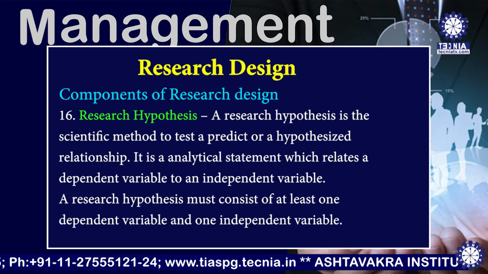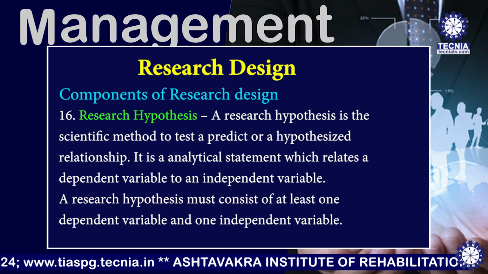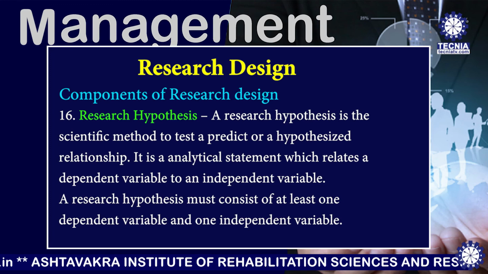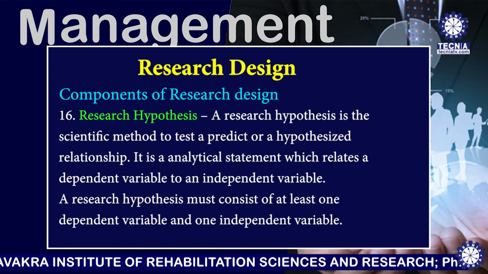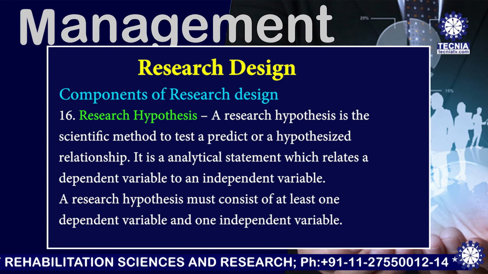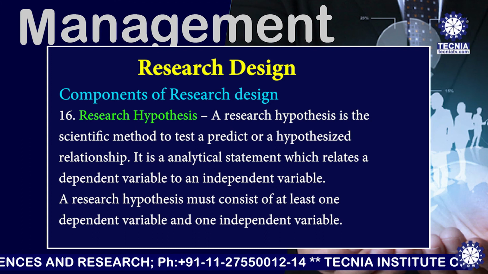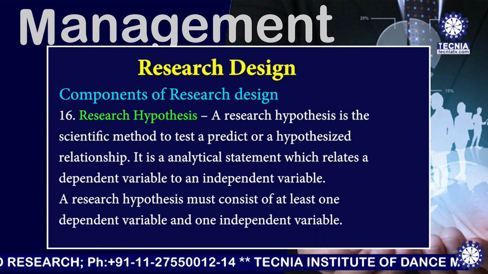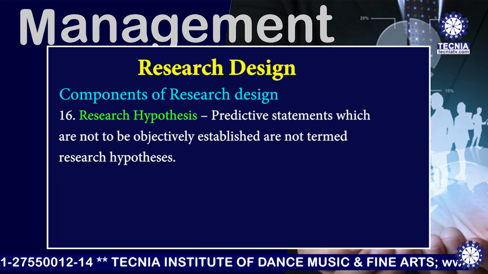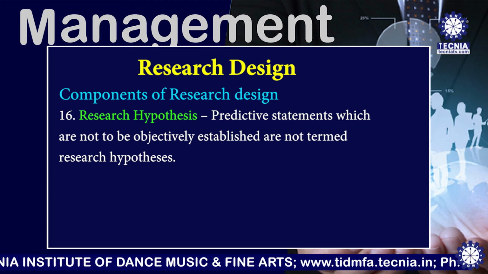The last component is research hypothesis. A research hypothesis is a scientific method to test a predicted or hypothesized relationship. It is an analytical statement which relates a dependent variable to an independent variable. A research hypothesis must consist of at least one dependent variable and one independent variable. Predictive statements which are not to be objectively established are not termed as research hypothesis.